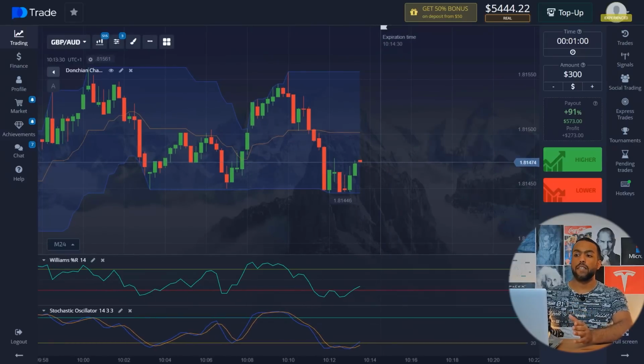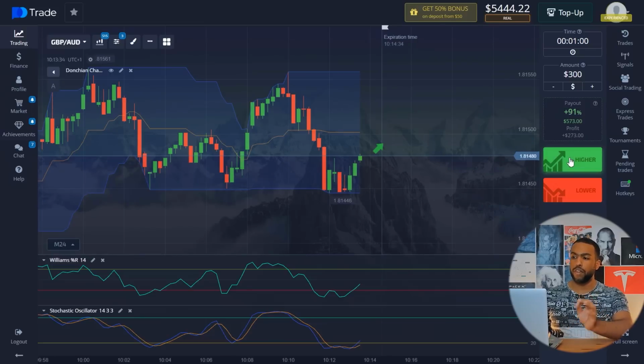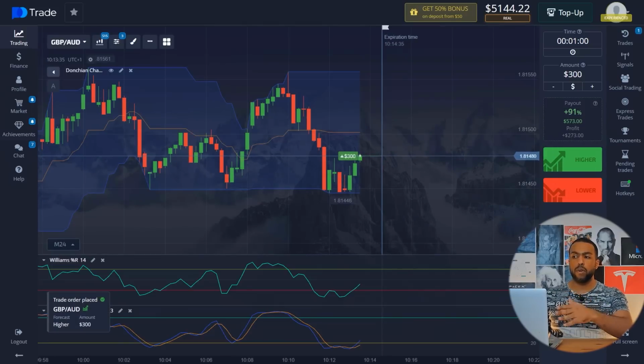Today I'm trading on the currency pair, the British pound and the Australian dollar. And based on my market analysis, I'm gonna make an up trade for $300, which is 5.8% of my initial deposit. And my trading time is 1 minute.